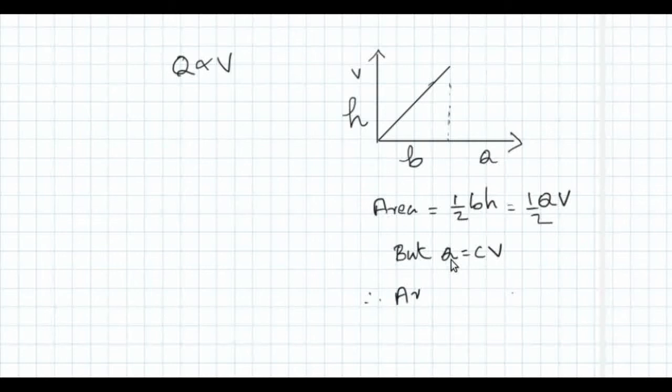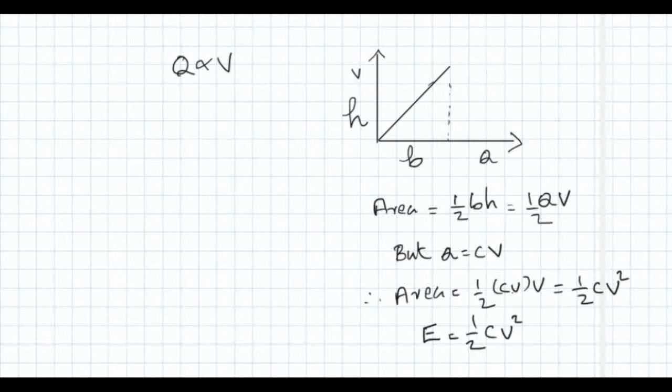But what is Q? Q is equal to CV from the previous discussion. Therefore, in place of Q, we may write CV. So this is equal to half CV into V, which is half CV square. And this half CV square is actually the energy stored in the capacitor. We will derive this equation shortly. So, the point is the area of the QV graph represents energy stored in a capacitor.